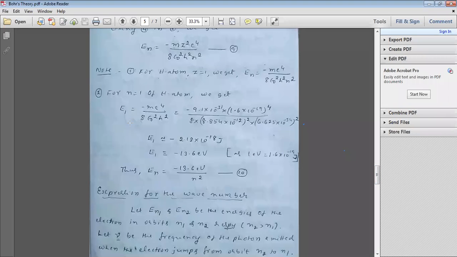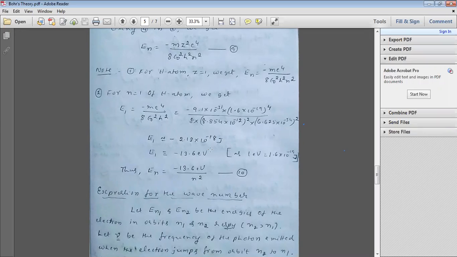Here E1 value is minus 2.18 into 10 to the power of minus 18 joule. You can convert this to electron volt, and if we express that energy in electron volt, you are going to get a value of minus 13.6 electron volt. To do this conversion, you have to remember that 1 electron volt is equal to 1.6 into 10 to the power of minus 19 joule.